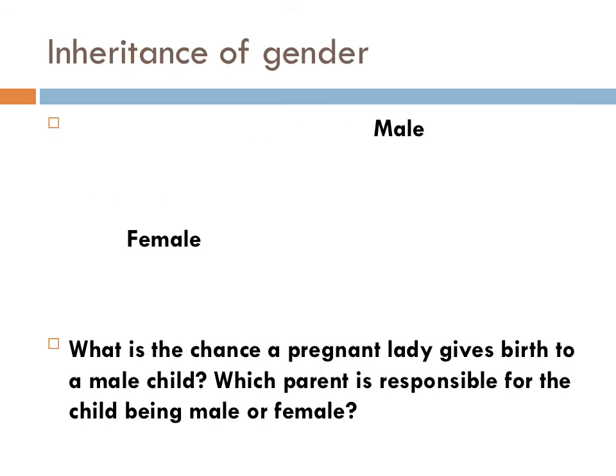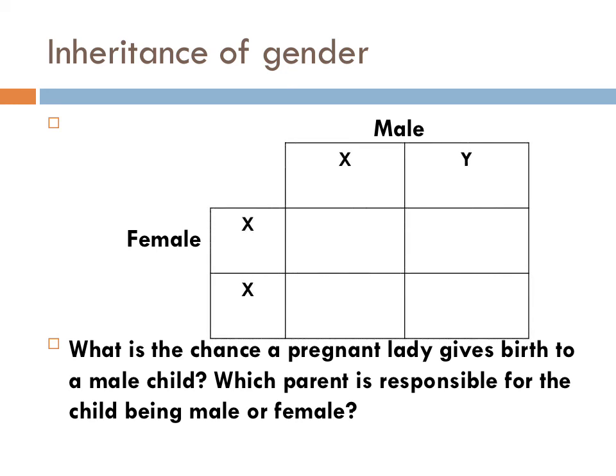The inheritance of gender. Remember, we said males have different chromosomes than females. Let's look at a Punnett square that explains how gender is inherited. So, a male person will give either sperms that have X chromosomes or sperms that have Y chromosomes. So males have sperms, and the sperms are different. Some of them will have X chromosomes, some of them will have a Y chromosome.